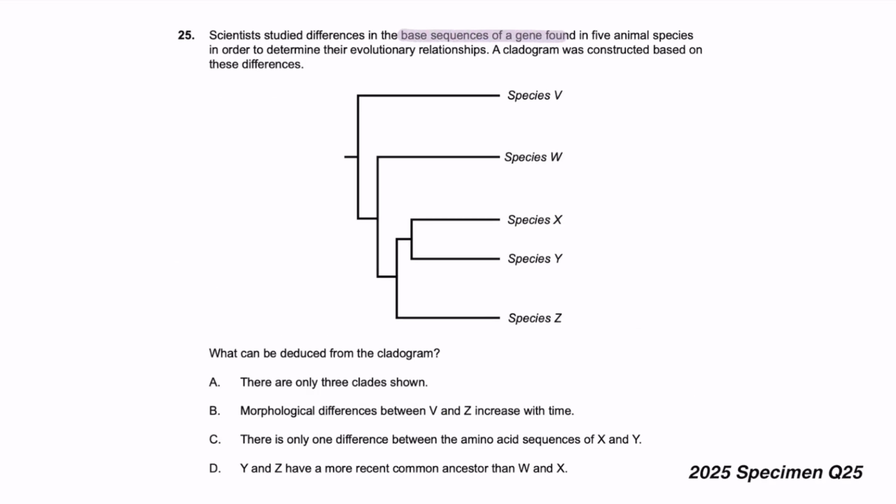Base sequences are used to determine the evolutionary relationship of 5 animal species. So we don't see any morphological differences between these species. There are 4 clades in this cladogram. Although species X and Y evolved from a common ancestor, we cannot show how many base sequence or amino acid sequence differences there are between these 2 species.